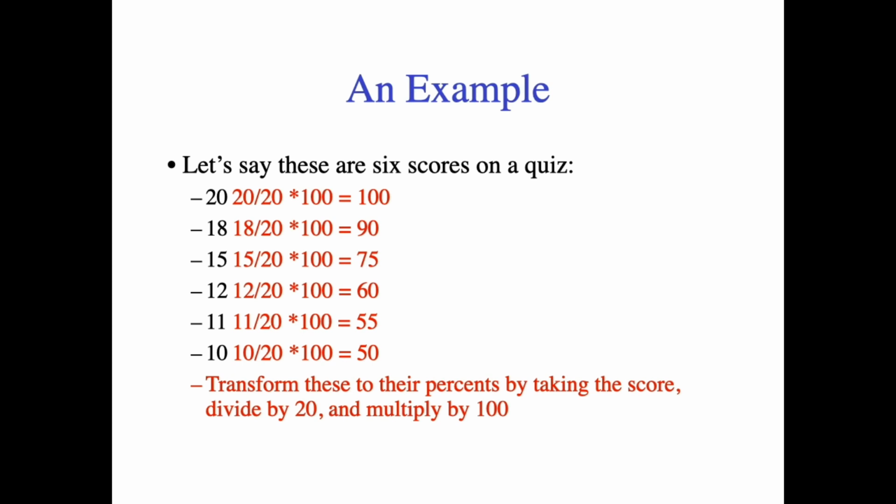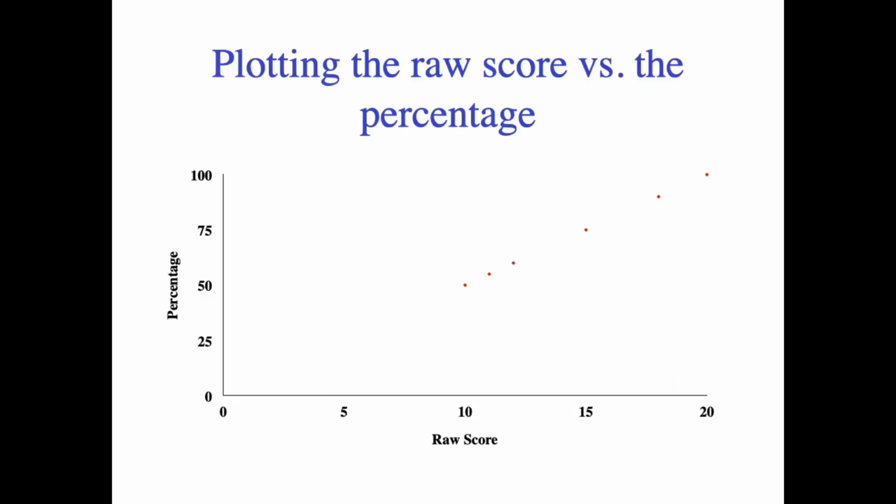So now what I've done is I've taken all of these 6 raw scores and transformed them to percentages. And this is an example of a linear transformation. How I know that it's a linear transformation is if I go ahead and plot the raw score on the x-axis against the new percentage score, and you see all of those dots there. Those dots represent the 6 scores on the quiz. So you can see each person's score, what their raw score was on the x-axis, and you can also see their corresponding percentage. And you can see that they're all on the same line.